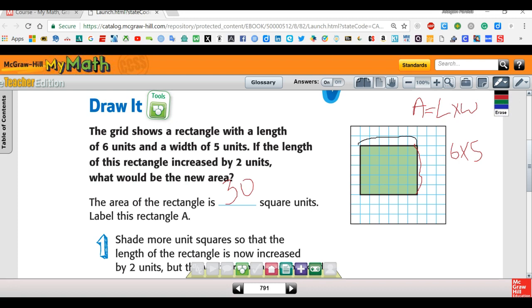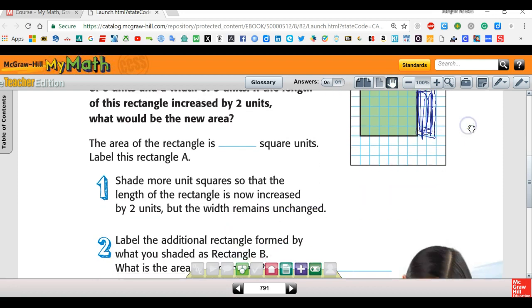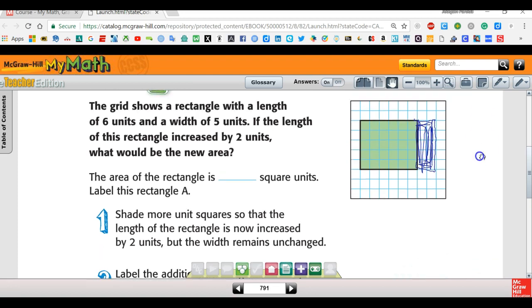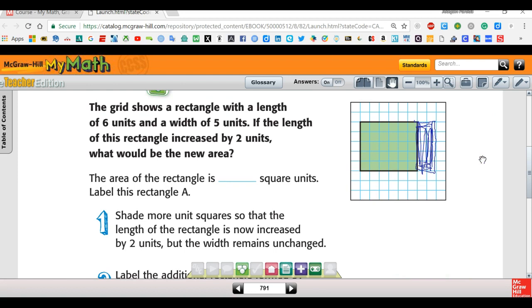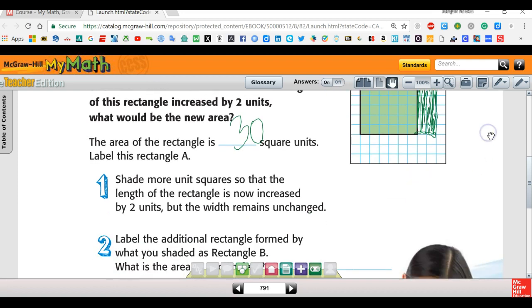So now I'm going to increase it by 2. So now I have this as well. Okay. It says shade more unit squares so that the length of the rectangle is now increased by 2 units, and we did that already. Okay. So now instead of 6, how long is the length? 8. All right, so that's what we did.